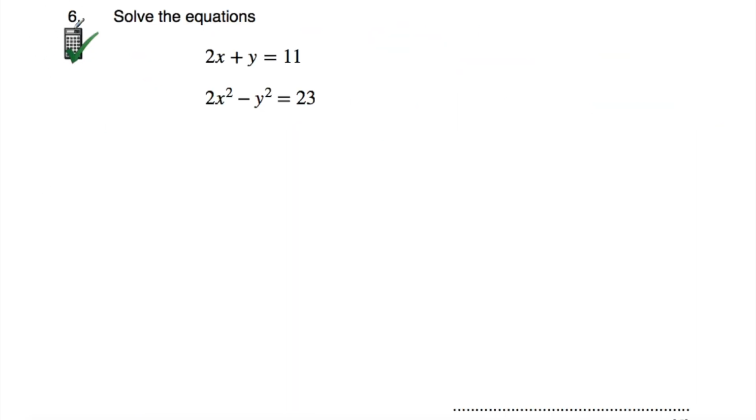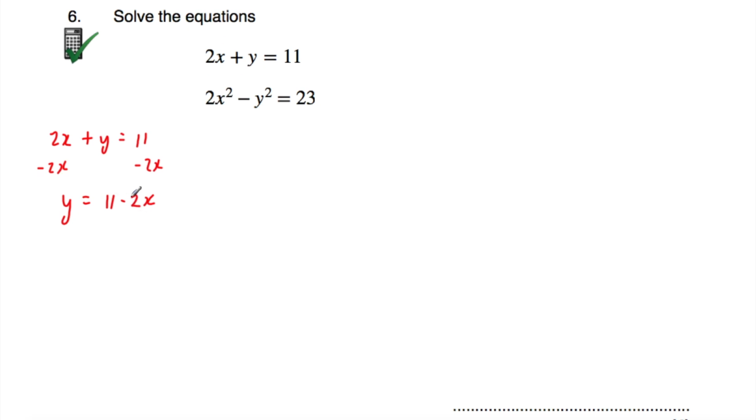Okay, so let's have a look at our next question, question number 6. We've been given the equations 2x plus y equals 11 and 2x squared minus y squared equals 23. So in terms of this question, I'm going to make y the subject of the linear. So we've got 2x plus y equals 11. We want to make y the subject, so let's get the y on its own. Let's get rid of this 2x. So let's take away 2x from the left-hand side and subtract 2x from the right-hand side. If we take away 2x from the left-hand side, we'll just be left with y. And on the right-hand side, we'll have 11 subtract 2x. So we've made y the subject of this top equation.